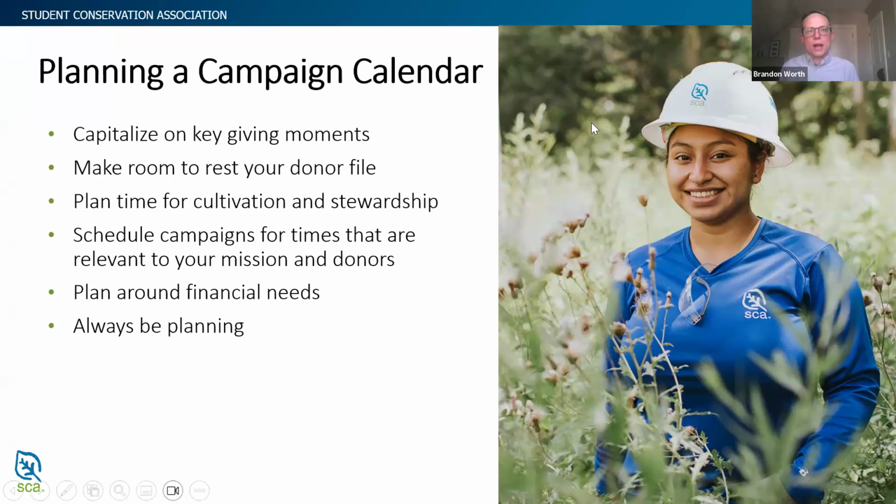So just kicking off, I wanted to share some of the key things that we think about at the SCA when we're planning our campaign calendar for the whole year. And these are in no particular order, but one of the things that we think about is capitalizing on key giving moments. So those would be things like December, Giving Tuesday, times when the public has really been trained to give. Of course, you want to have a strong presence and be making a strong fundraising case then.